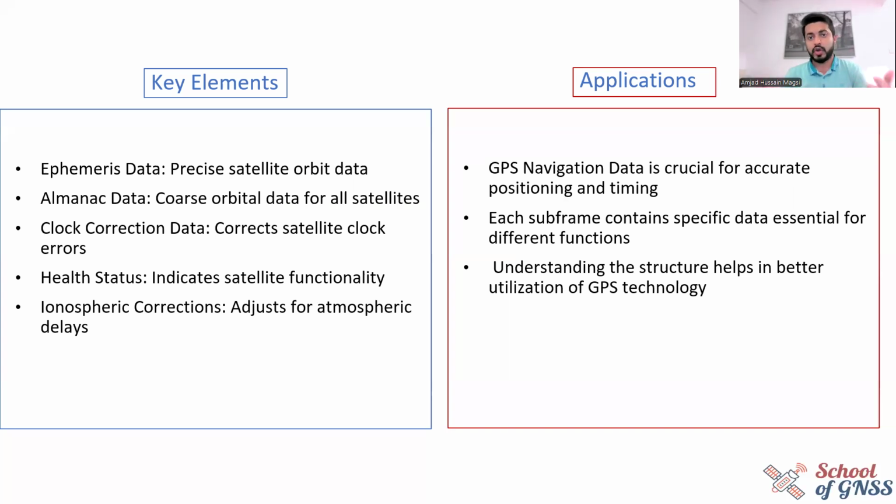And other corrections: clock drift, ionosphere and troposphere corrections, and so on. This is important because of different applications. If you are looking for highly accurate systems in applications like aviation, defense or maritime, you need this kind of data in a very accurate format. If you are not receiving this data in accurate format, then maybe you will not be able to find the accurate position of the receiver.